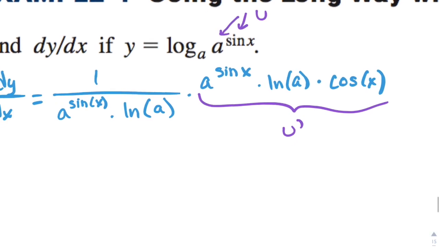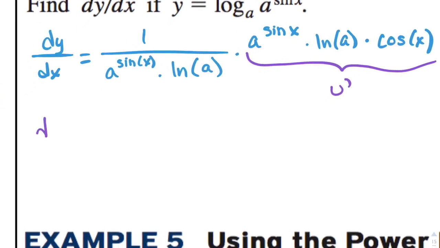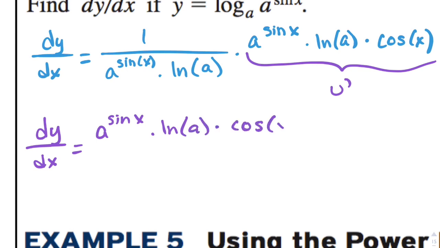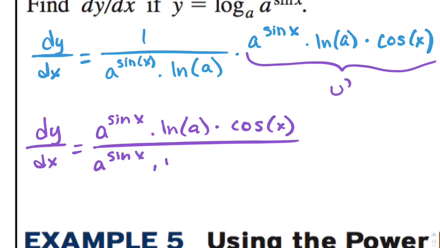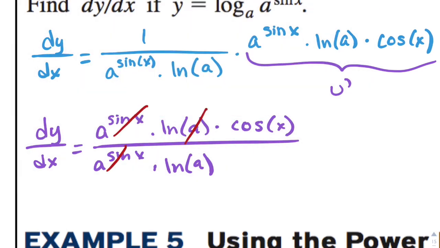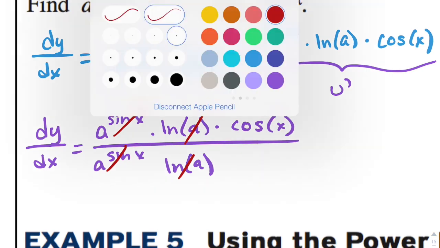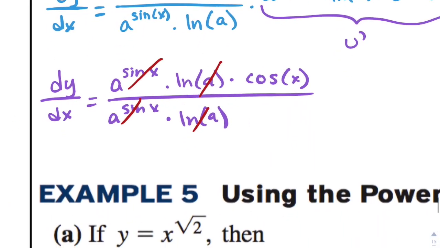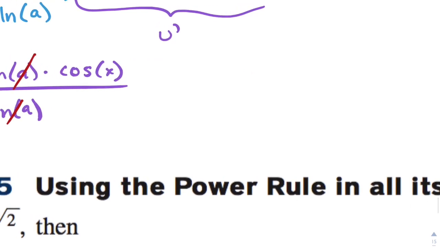All right. Now, when I clean it up, I get dy/dx equals a to the sine x times ln of a times cosine of x, all over a to the sine x times ln of a. Well, this cleans up quite nicely, because it's all multiplication, it works. And we are left with dy/dx as a final answer, dy/dx equals cosine of x.